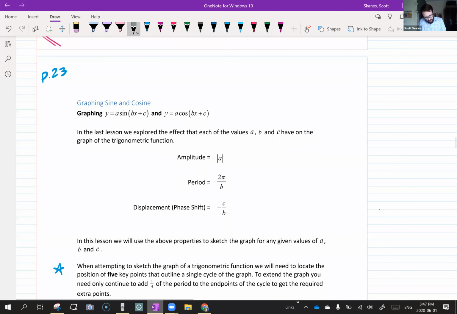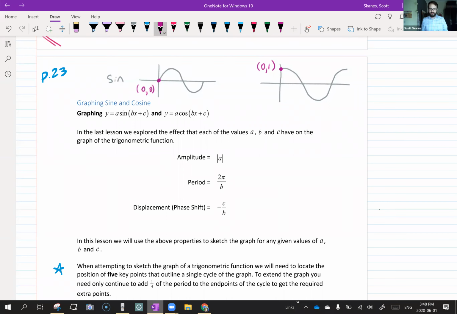Before I do anything, let me just remind you that the sine graph, the most basic version of it, looks like this. And the y-intercept is at 0, 0, okay? That's our most basic sine graph. Our most basic cosine graph looks almost exactly the same, except instead of starting at 0, 0, it starts at 0, 1. That's the only difference. In fact, they are the same function. The cosine is just shifted by pi over 2.